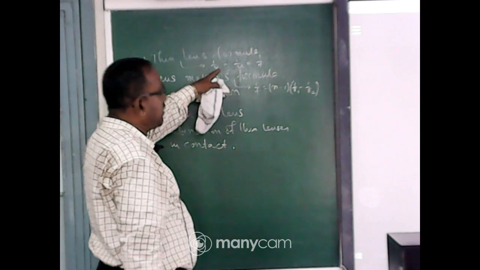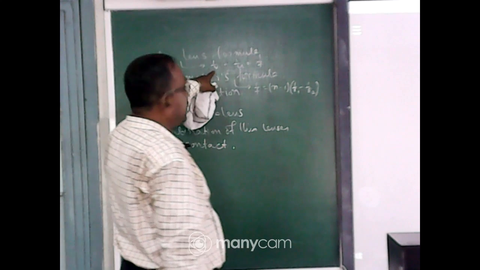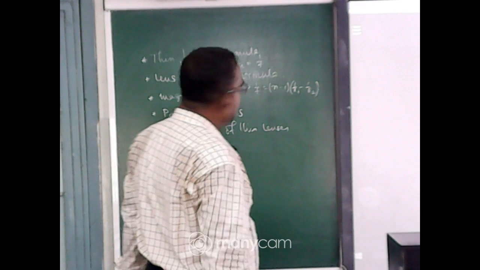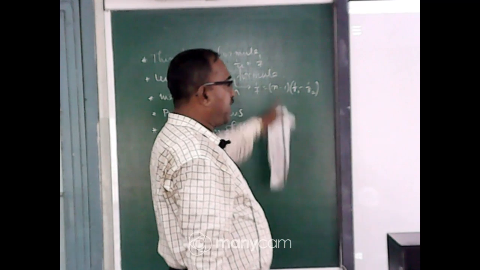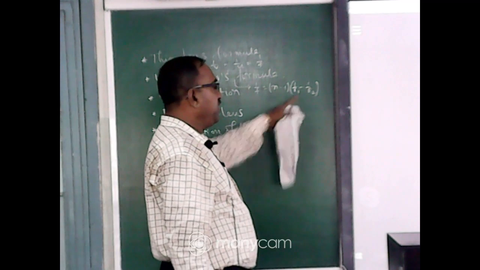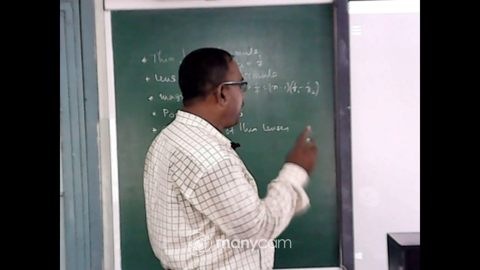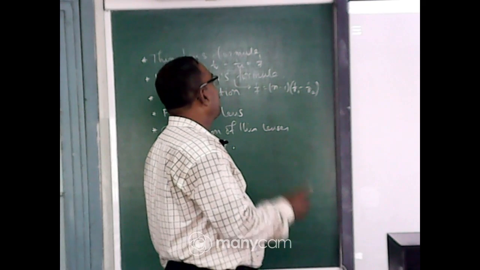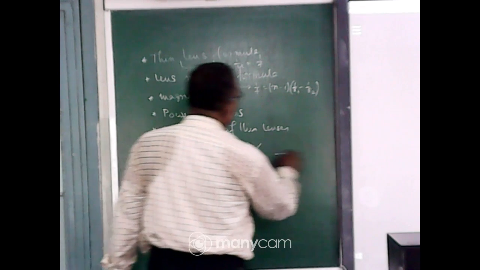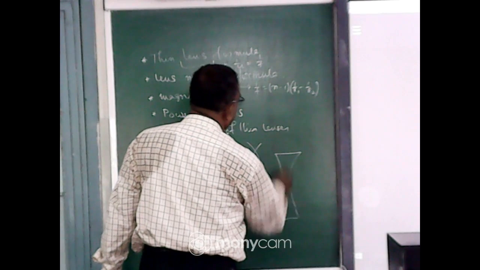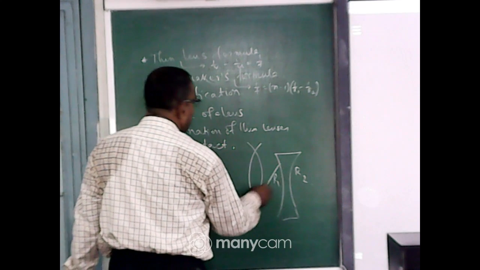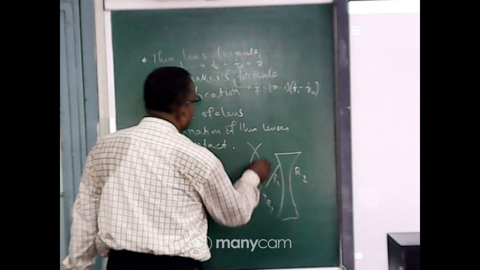Lens formula 1 by V minus 1 by U equal to 1 by F. V means the image distance, U means the object distance, F means the focal length. Mu means the refractive index of the denser medium. Very good. R1 means the first refracting surface. For the convex lens, this is the first and that is the second. For the concave lens, this is the R1 and that is the R2. But for the convex lens, this is the R1 and that is the R2.